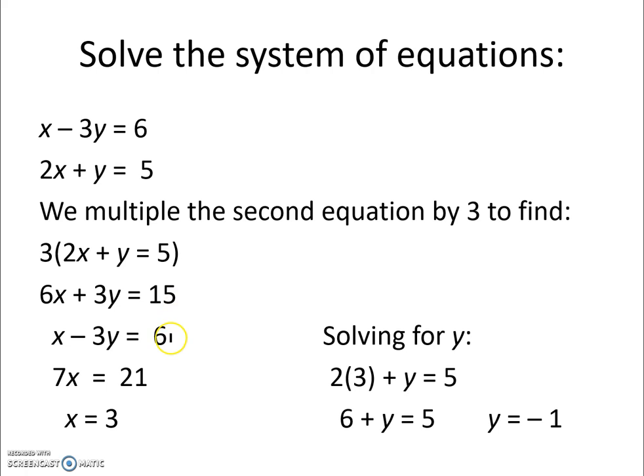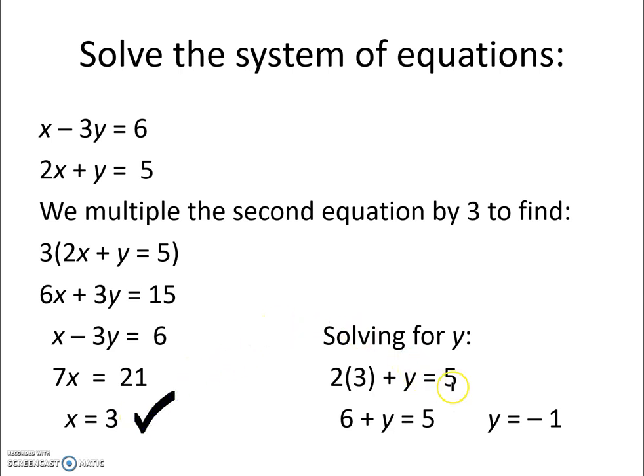Looking at our first equation and bringing it down here, we decide that we're going to add these two, and when we do that, 6x plus x is 7x, 3y minus 3y, the y's go away, 15 plus 6 is 21. But we don't want 7x, so we divide both sides by 7 to find x equaling 3.